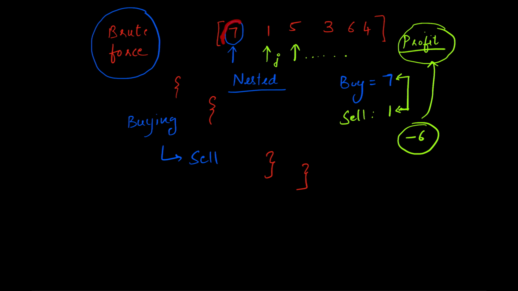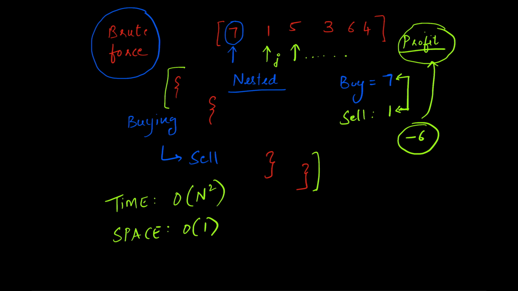This way, we'll try all possible combinations to figure out the maximum profit that we can make by buying and selling the stock. The time complexity of this solution is going to be O(n^2), as we are running two nested iterations on all of the elements in the input array, and the space complexity is going to be O(1), as we are only using this one variable to determine the maximum profit that we can make. As the time complexity of this approach is high, let's discuss an optimized solution.